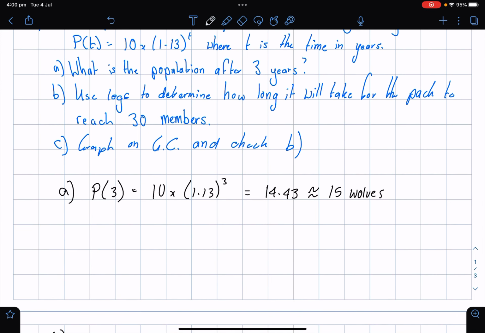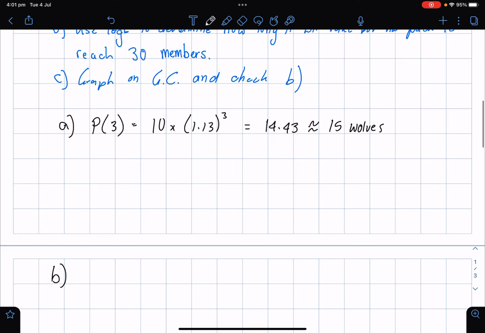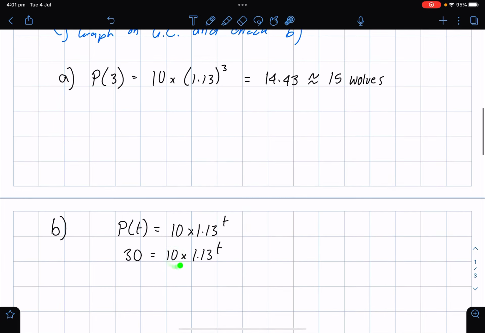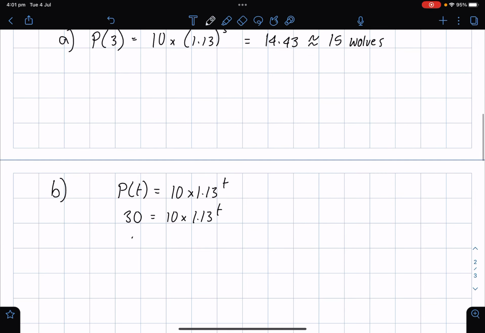Now, part B, use logs to determine how long it will take for the pack to reach 30 members. So, we've got our equation, population with respect to time is 10 times 1.13 to the power of t. Now, we want the population to be 30, so we put that in for our p of t, just like this. And we want to solve this equation for t. So, let's get rid of this times 10. We know we have to divide by 10. So we've got 3 equals 1.13 to the power of t, because I've got 30 divided by 10.